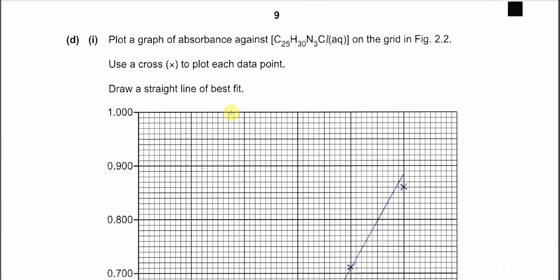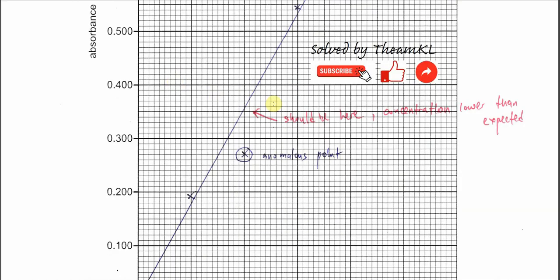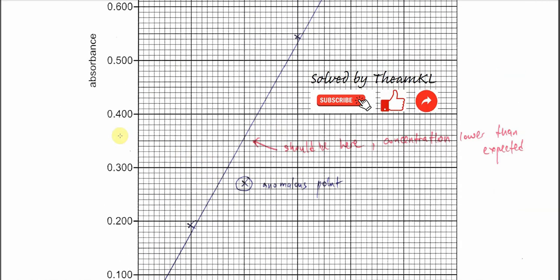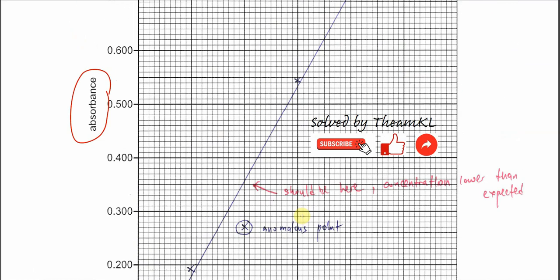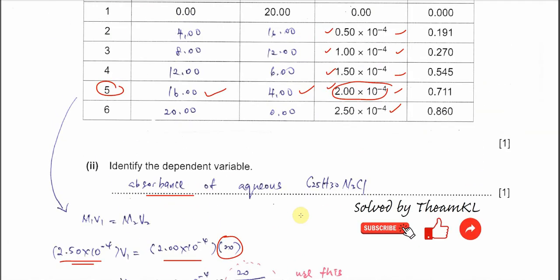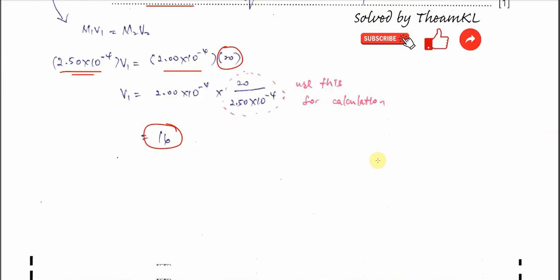Part D1. Plot a graph of absorbance against the concentration of the dye solution in this figure 2.2. Draw a straight line of best fit. So this is easier, because sometimes the question might ask for a curve. The instruction now is very clear. It's a straight line, so you just need to plot. Use the values again. Absorbance is already given, concentration also given. So basically you need to use these values, the concentration versus this absorbance. So you should get these graphs.